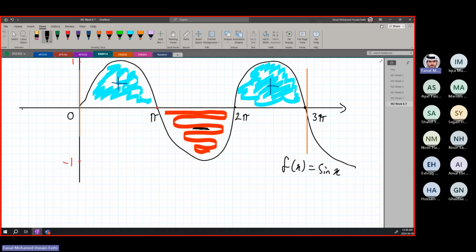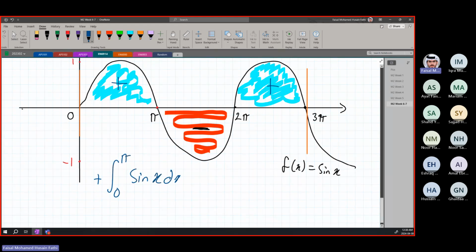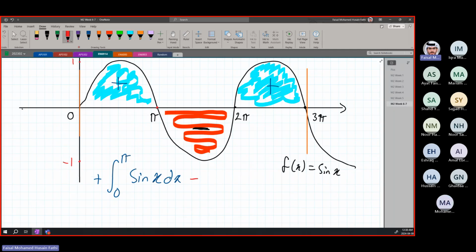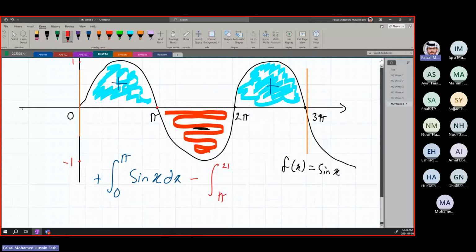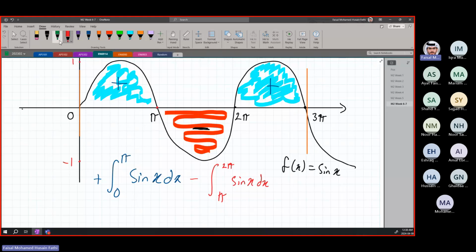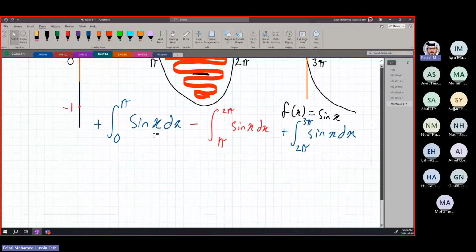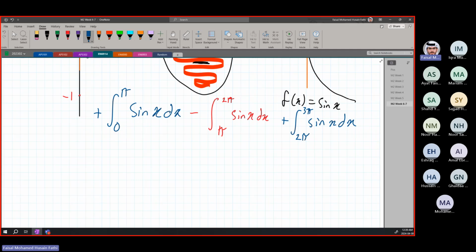So we are going to write the function: the integral from 0 to pi of sine x dx, minus the integral from pi to 2 pi of sine x dx, and then again plus the integral from 2 pi to 3 pi of sine x dx. And then we're going to have to solve each integral alone.